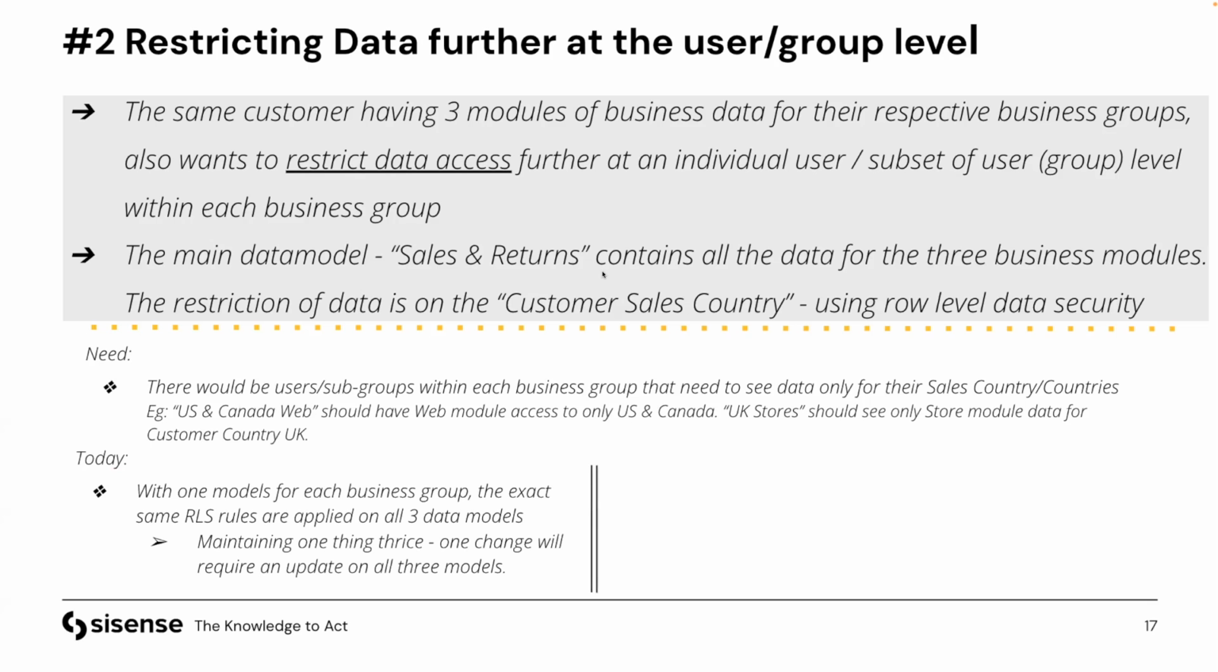In this case, without perspectives, earlier we used to create 3 data models. One for web, one for catalog, one for store. And then what we used to do is we used to have data security rules on all 3 data models. We did talk briefly about this use case, but that is what we used to do before Perspectives, where you have 3 data security rules defined at 3 different data models.